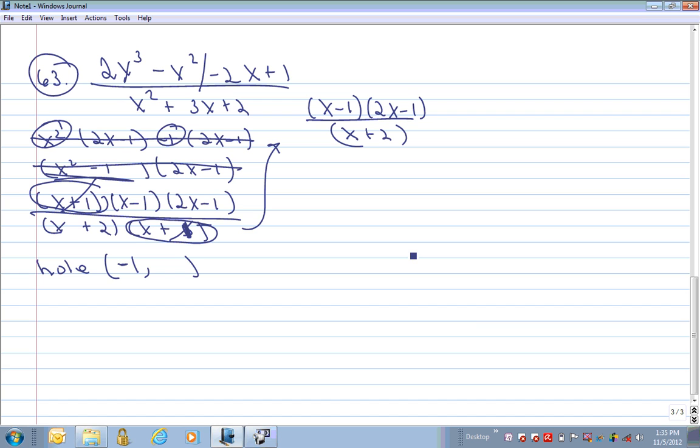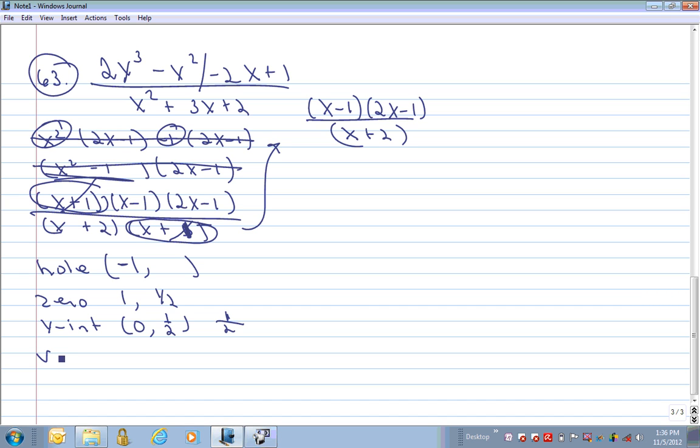Let's go ahead and identify everything really quickly. Let's see our zeros, which are what makes the numerator 0, which would be a positive 1 and a positive 1/2. Those are our zeros. Our y-intercept is when x is 0. And if x is 0, then all of a sudden we'd have a negative 1. So a negative 1 times a negative 1 is a positive 1. And we have a 0 here over 2. So 1/2. 0, 1/2 would be our y-intercept.